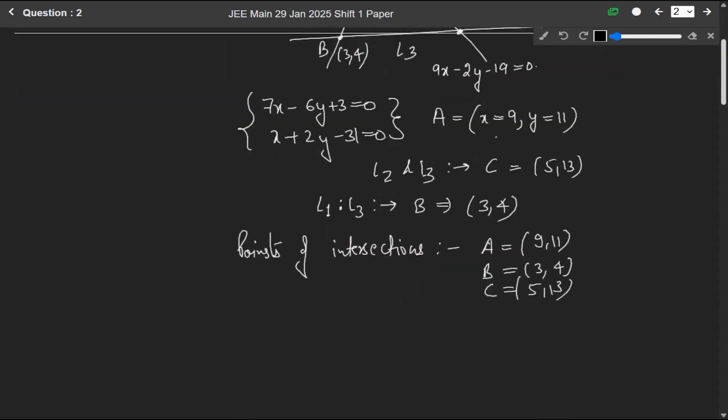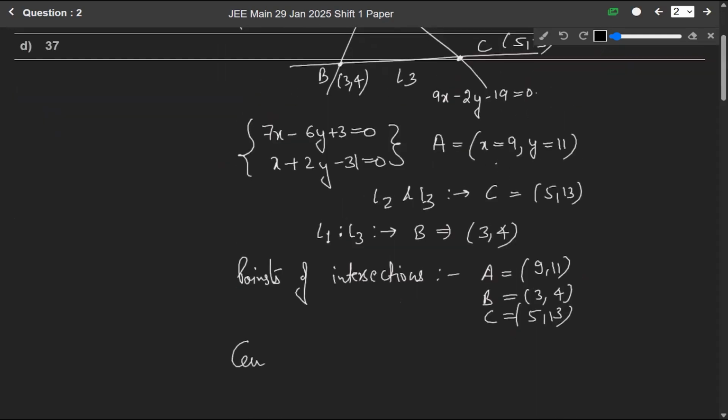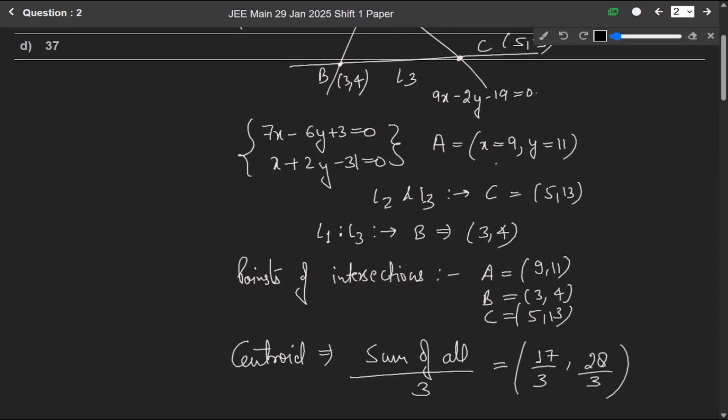So if we want to find the centroid of the triangle, we know that for the centroid we have to sum all the points, and since there are 3, divide by 3. When we do the sum of all these points and divide by 3, we get the centroid as (17/3, 28/3). This means the x point is 17/3 and the y point is 28/3.